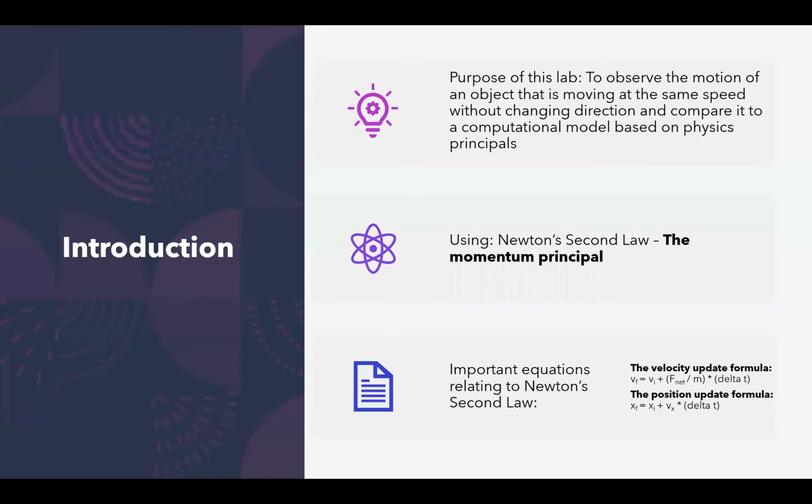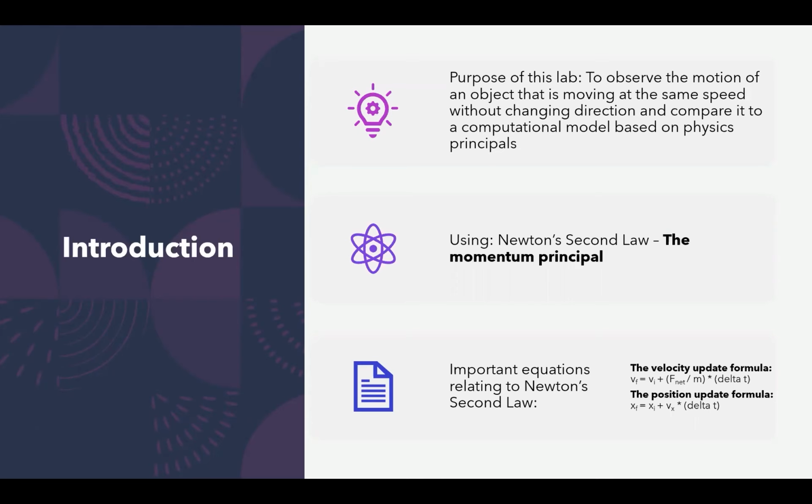To begin with, the purpose of this lab is to observe the motion of an object that is moving at the same speed without changing direction and compare it to a computational model based on physics principles. The main physics principle used in this lab is Newton's second law, also known as the momentum principle, which says that a net force changes the momentum of an object, where the momentum is the product of mass and velocity.